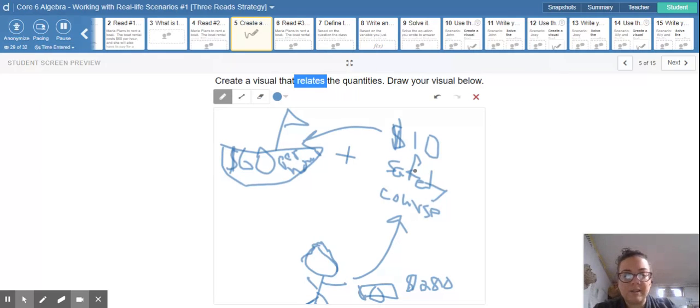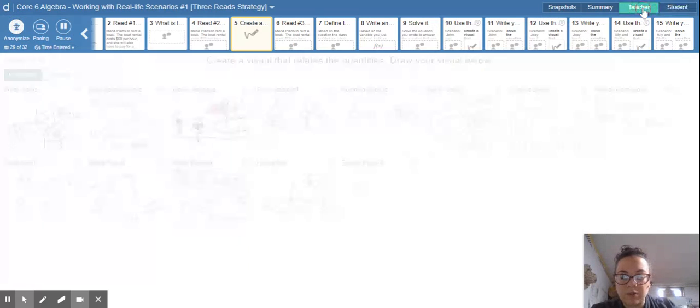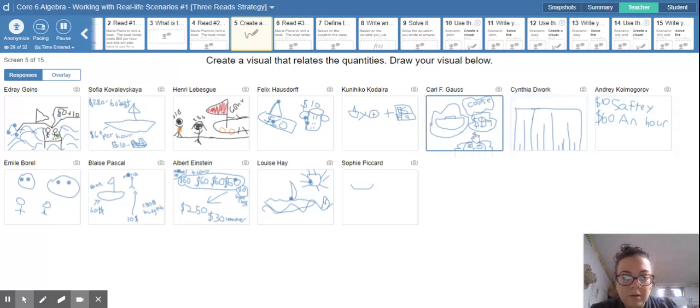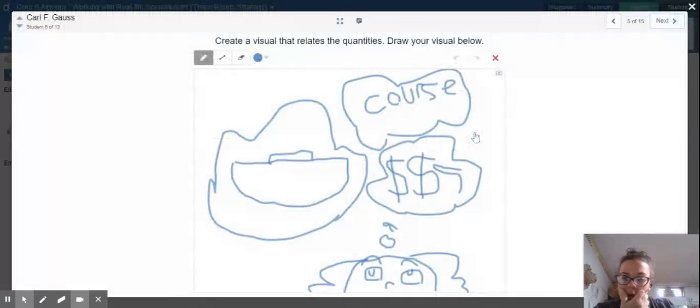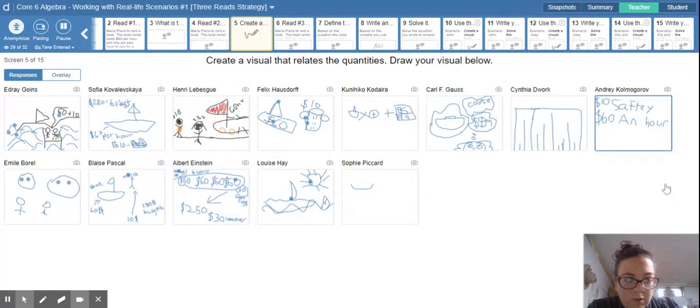Now, like I said, there isn't a right or wrong answer here. So let me show you a few things that other students wrote or drew. Here's another one. Here's Maria thinking of money. She's got a course to think about and a boat to think about. They didn't include any numbers here, so that's probably not the best visual. Let's see if I can find another good one.